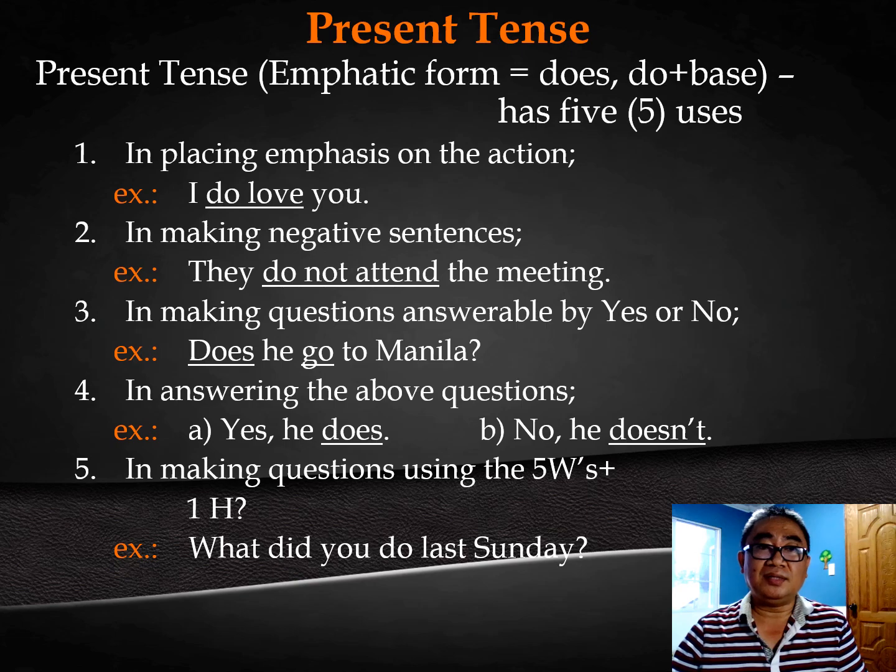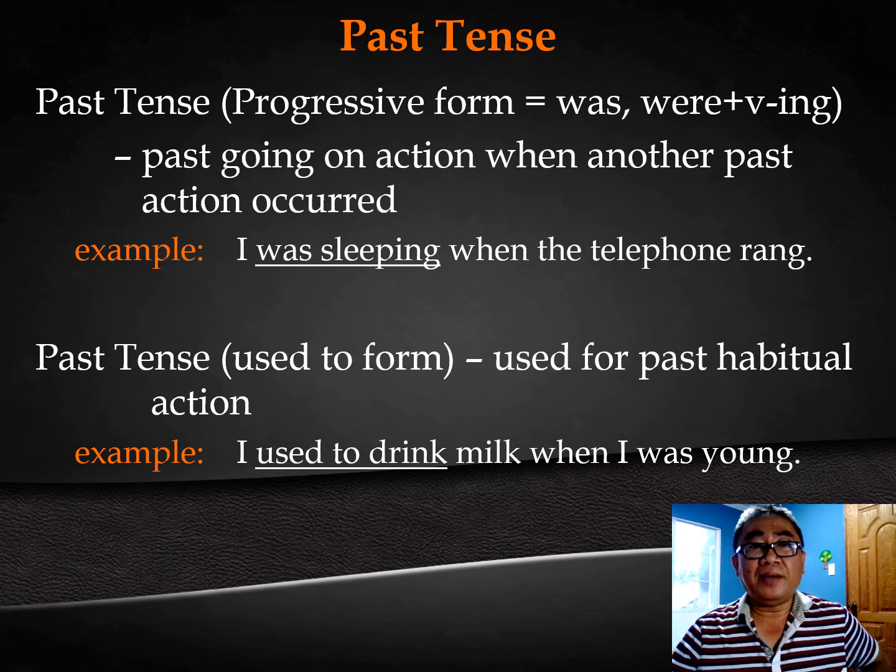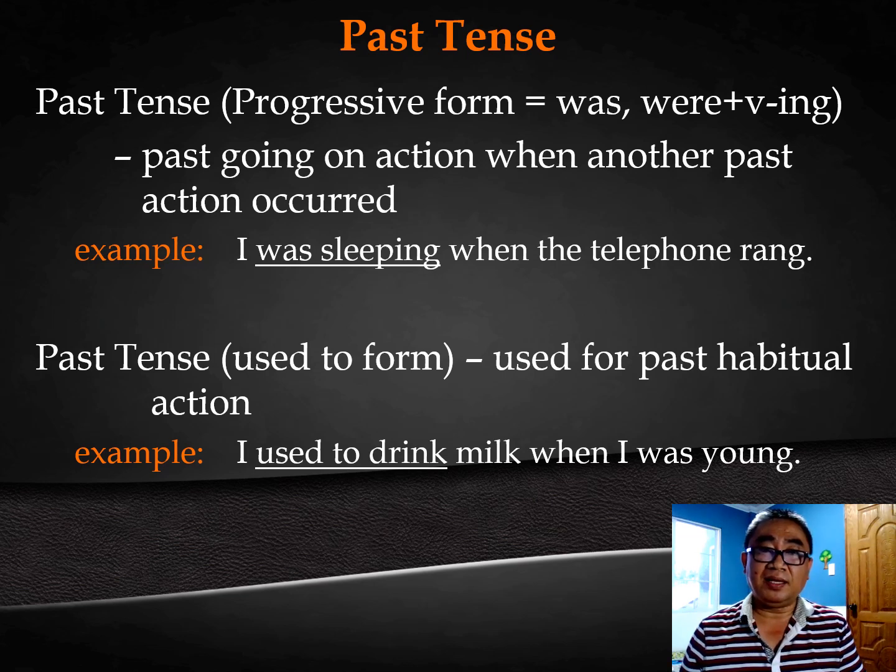Then we go to the past tense progressive form, the was, were plus the being form of the verb, which is used with the past going on action when another past action occurred. So, I was sleeping when the telephone rang. So we have here was sleeping as our past tense progressive form.